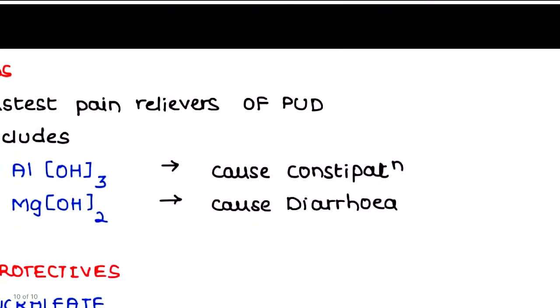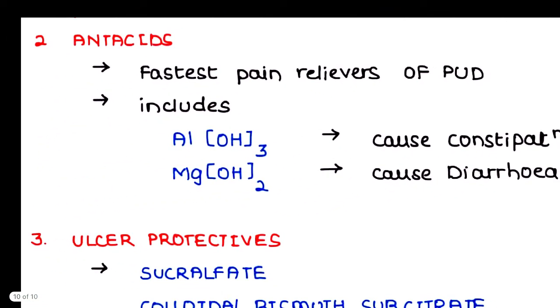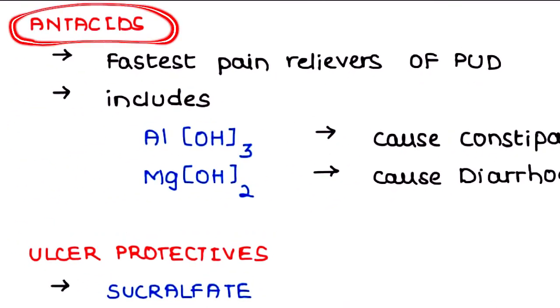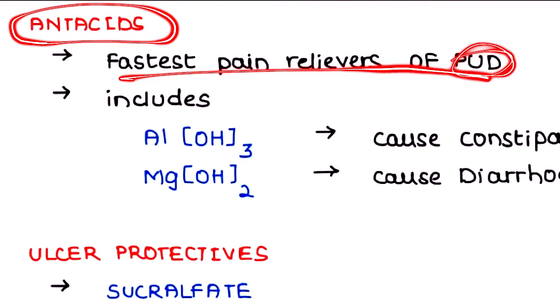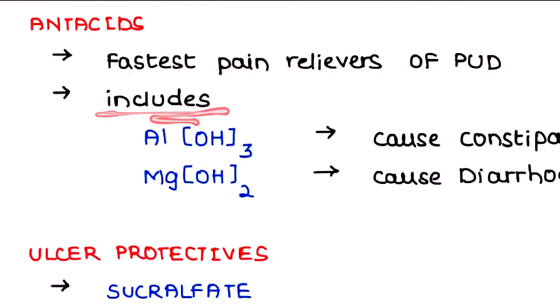Antacid. This antacid will neutralize this HCl. Antacid is simply nothing but a base, and this is our acid. So when acid and base react, they neutralize each other. So this is the fastest pain reliever of peptic ulcer disease, and it includes ammonium hydroxide and magnesium hydroxide.